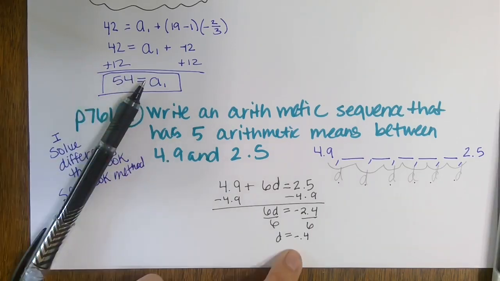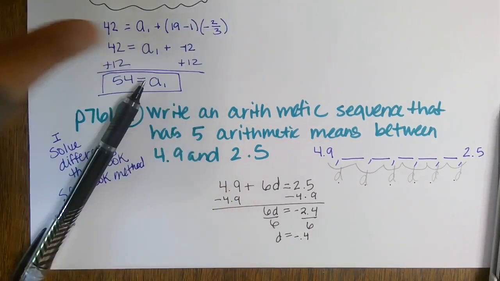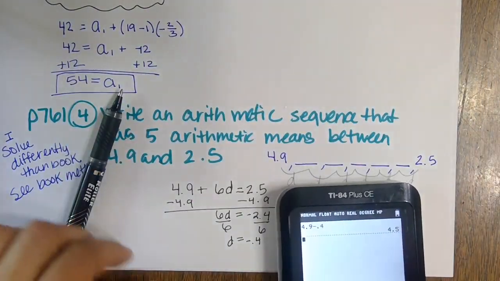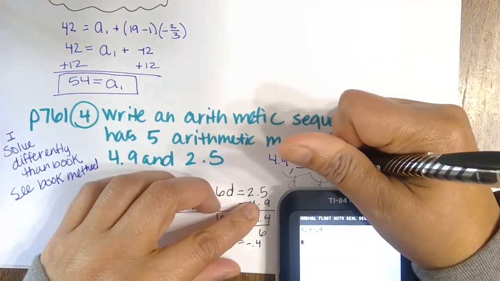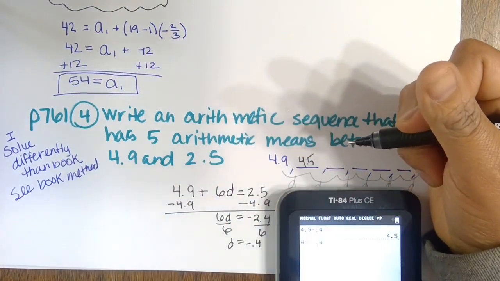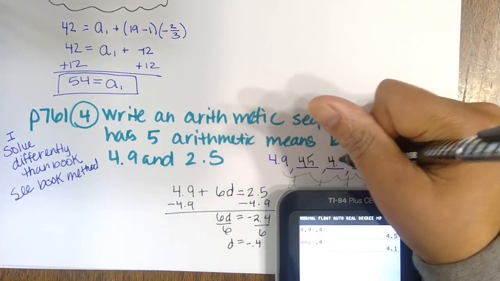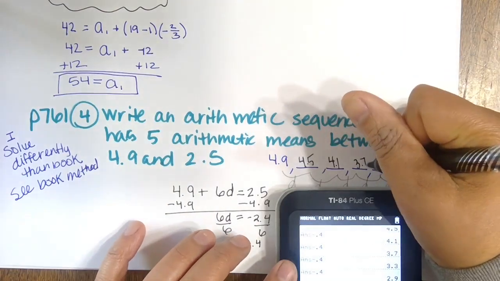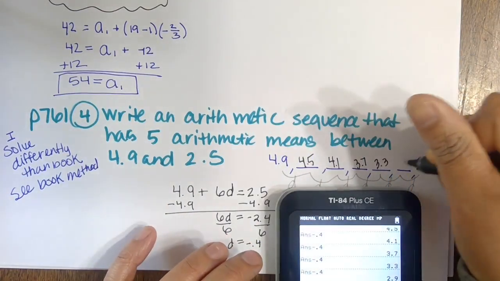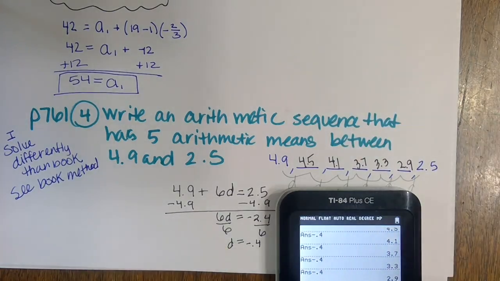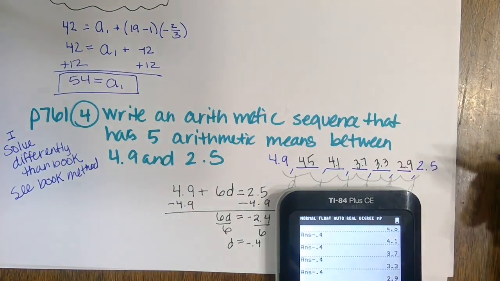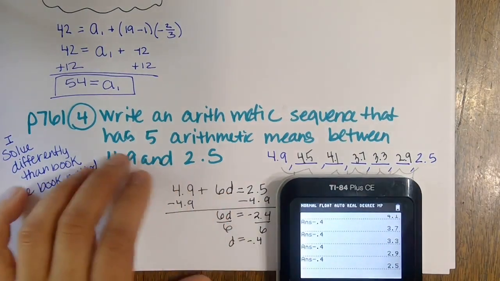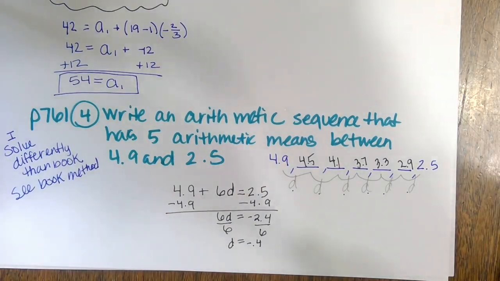So 4.9 minus the 0.4, 4.5, and complete your table at the same time. Minus the 0.4, 4.1. Okay, 4.1, 3.7, 3.3, 2.9, and let's see if it works. If I did this correctly, then my next answer should be 2.5, and obviously it is. So there you go. Again, I did it a little bit differently, but both methods work.